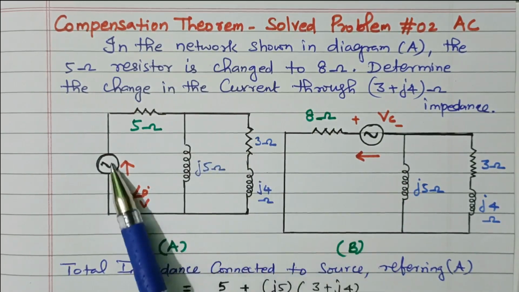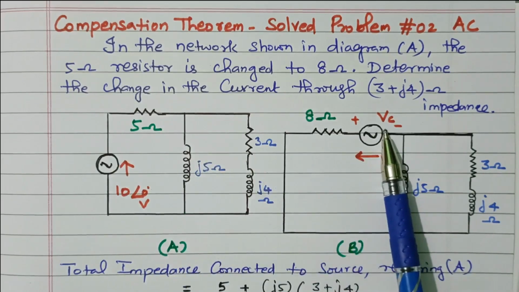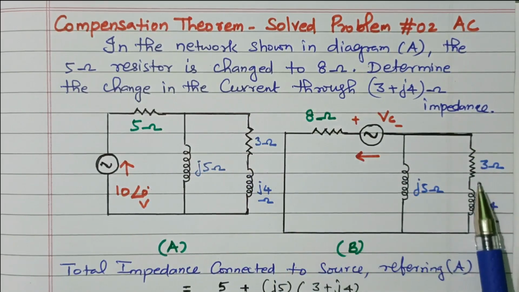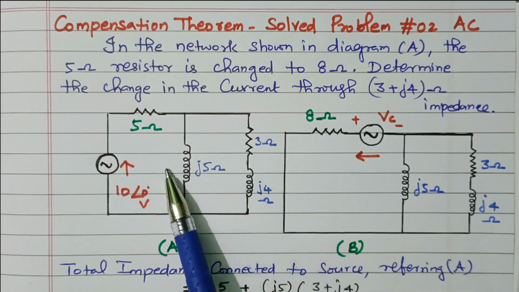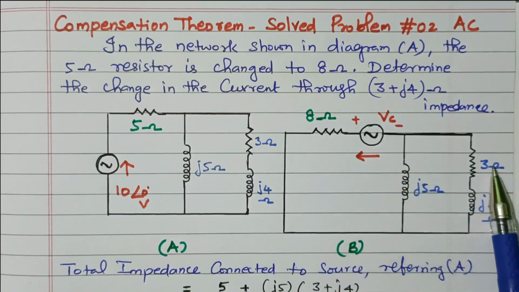So the first step, we need to find the current in the original circuit, so that we can find Vc. And one more question is asked: the current through the 3 plus j4 ohm. So first we will find the current. From that we will find Vc. From that we can find the current flowing through this 3 plus j4 ohm impedance.